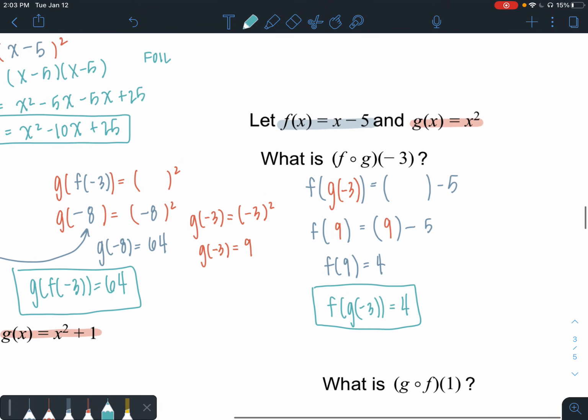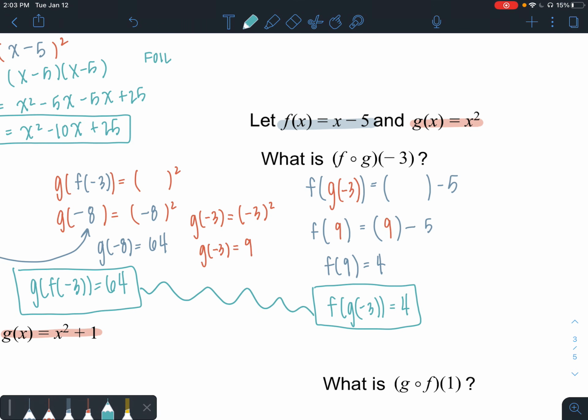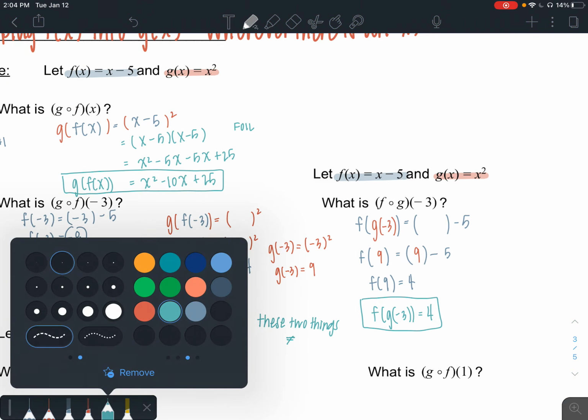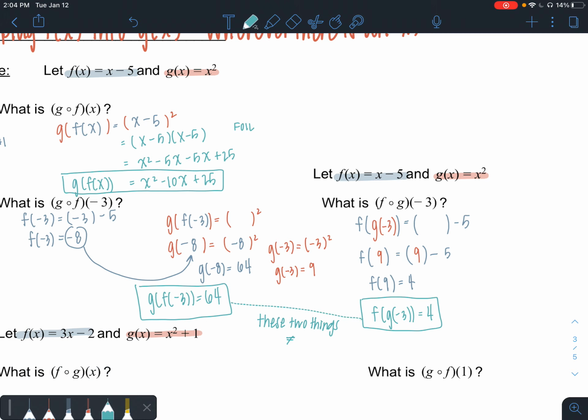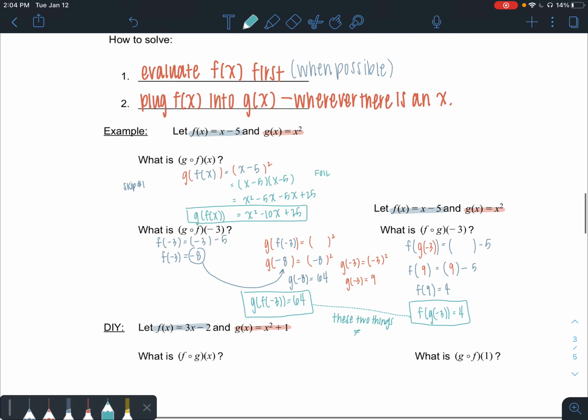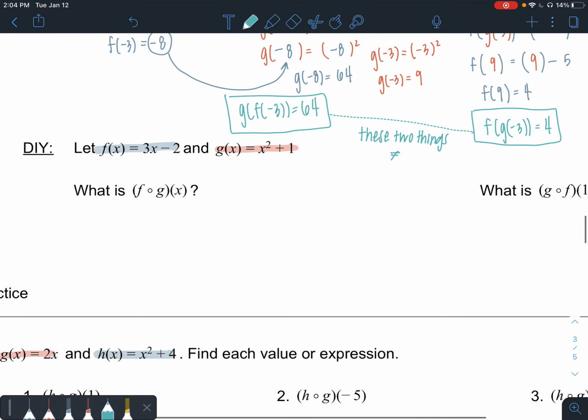Something to notice is that these two things don't equal each other. So the order in which you do your steps is super important, okay? So just be careful of that. Go ahead and do this next one on your own.